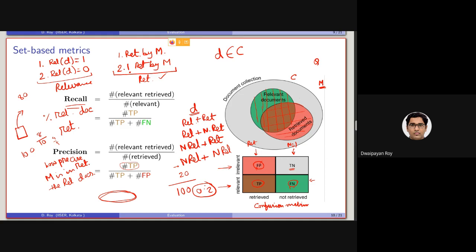Now, one question that you might be having is, let's say a system M or M prime is retrieving all the documents. Then in that case, what will be the recall? So M prime is retrieving all the documents in the collection. What will be the recall of M prime for a given query? Anyone?